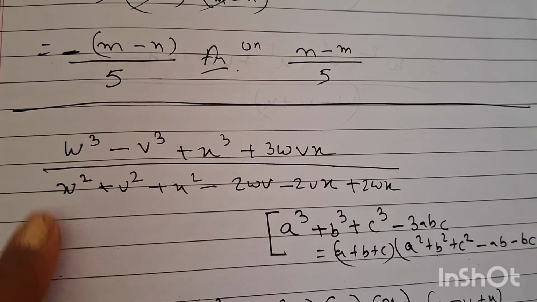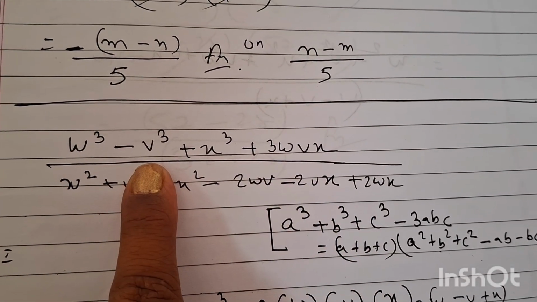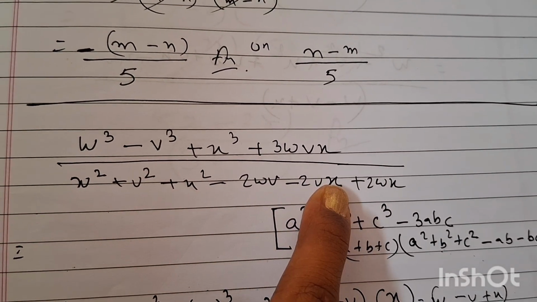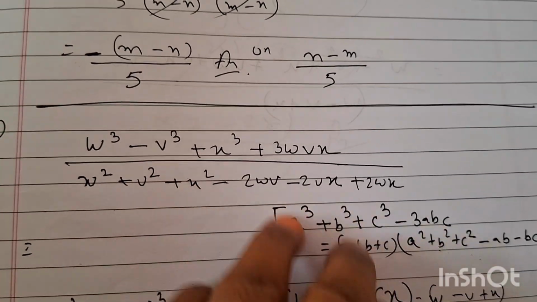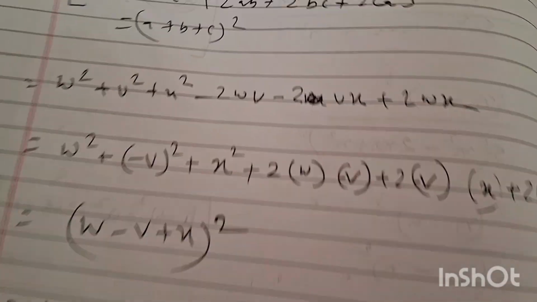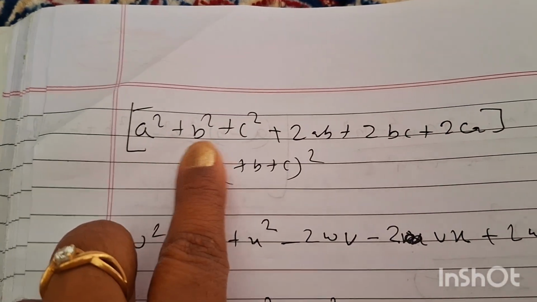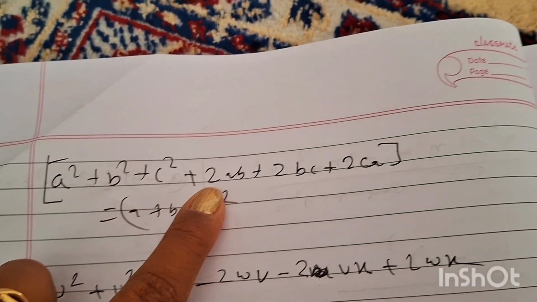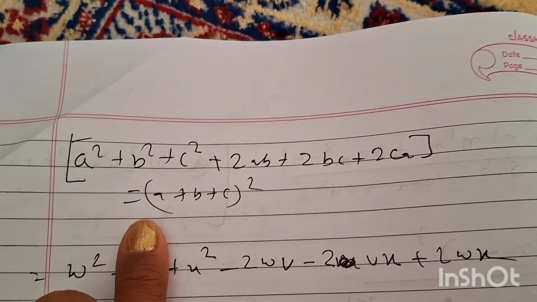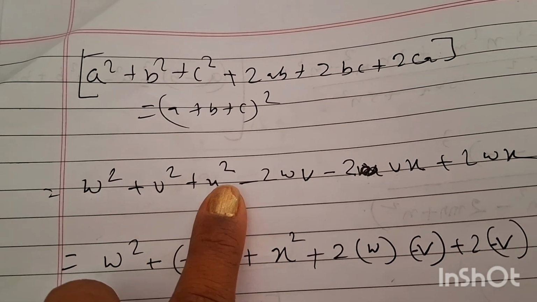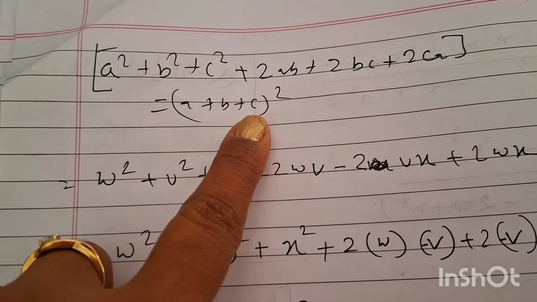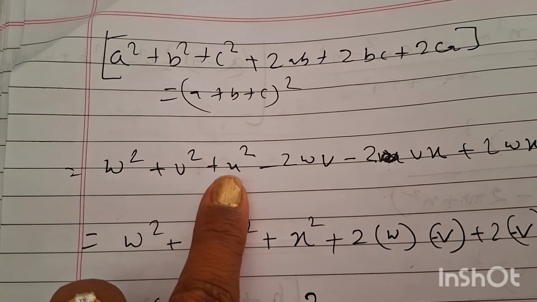Let's turn the page. This was the numerator, and now we will talk about the denominator. So the denominator is square, so definitely we will have the power square sum. Now see, A square plus B square plus C square plus twice AB plus twice BC plus twice CA is equal to A plus B plus C whole square. So instead of A square, B square, C square, you will write W square, V square, X square.